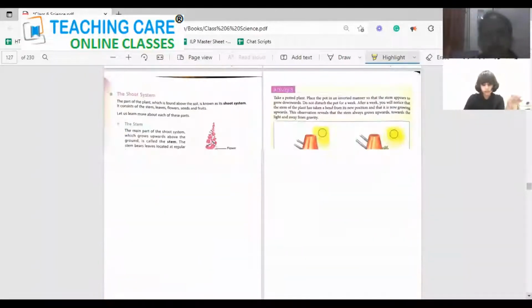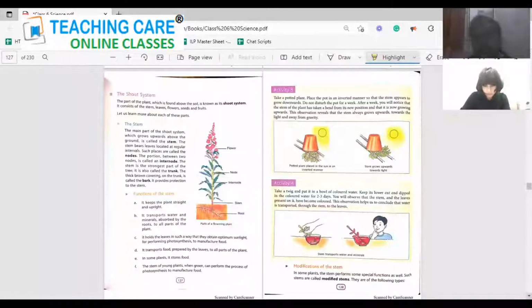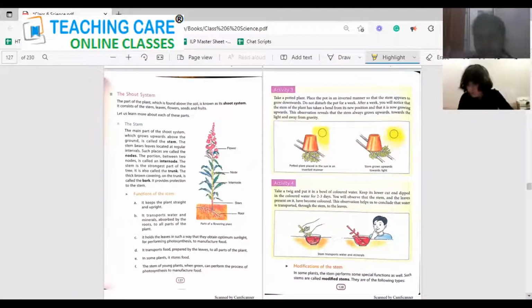Are you clear with the root system? Now we'll move on to the shoot system. The interesting part in the plant. What we see above the ground is known as the shoot system. So what do you see above the ground in the plant? What are the parts that you see?